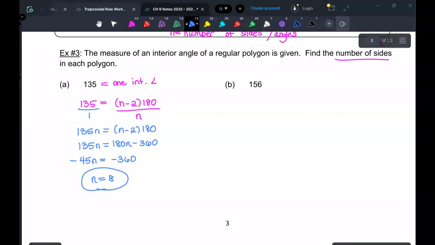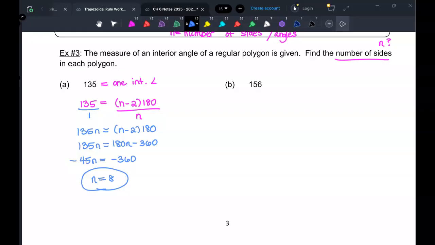Now if I ask you how many degrees each interior angle in a regular octagon equals? 135 degrees. We found that 135 would be the angle measure for all the angles inside of an 8-sided polygon. That 8-sided polygon is called an octagon.